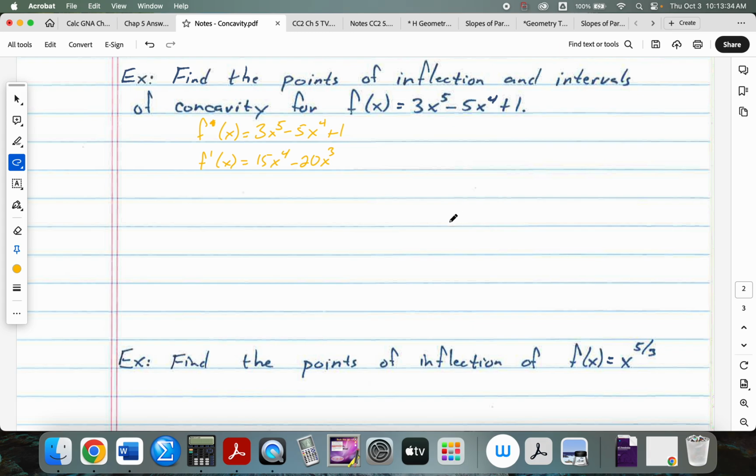I want to find the critical points, not of f, but of f prime. So it's just like we're a layer deeper is all. So the critical points for f prime will be found by taking the second derivative, which is 60x cubed minus 60x squared. We'll set that equal to 0. We can factor out a 60x squared and find that the critical points of f prime are at x equals 0 and at x equals 1.